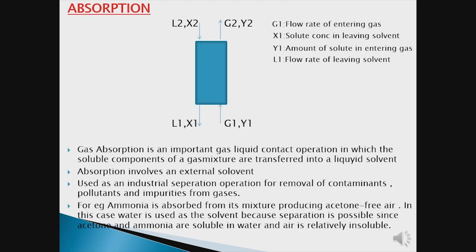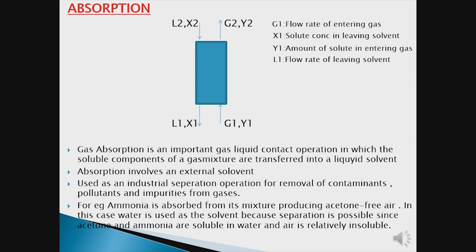Okay, now the next operation, that is absorption. Absorption is very important in the chemical engineering field. Gas absorption is an important gas-liquid contact operation in which the soluble components of a gas mixture are transferred into a liquid solvent. Absorption always involves an external solvent, and it is used as an industrial separation operation for removal of contaminants, pollutants, and impurities from gases.